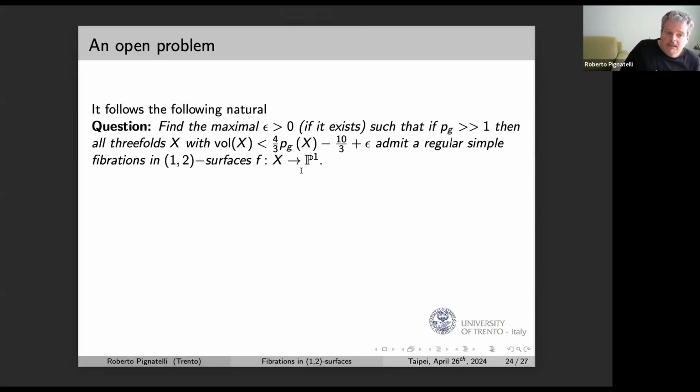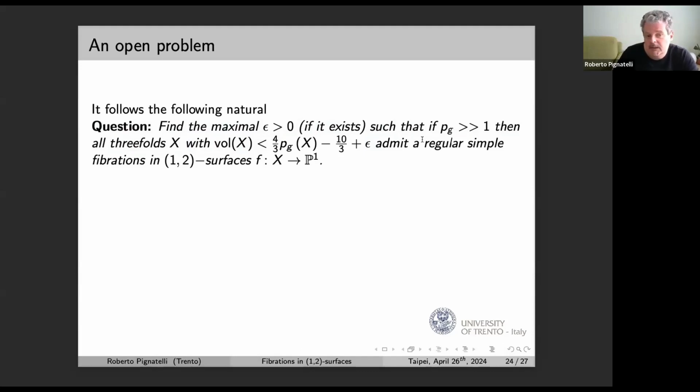And so my question is: is it true that, what is the maximum number, or no, it can be a sup, such that if PG is bigger than something, I don't know if it's 11 or 7 or 235, the right PG, but there is some, such that all threefolds with volume smaller than 4/3 PG minus 10/3 plus this something are regular simple fibrations in K3 surfaces over P1.